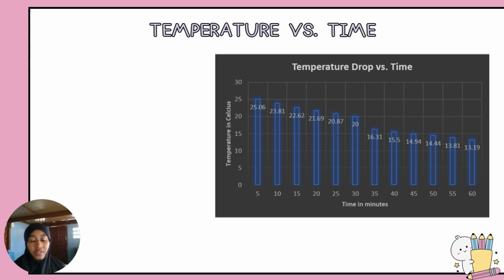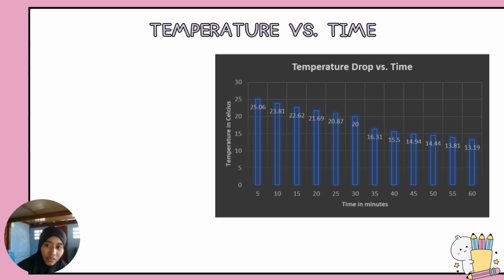Now, this slide shows the relationship between the temperature and time during the cooling process. The table on the left is the list of the recorded temperature values at 5 minute intervals, while the graph on the right illustrates the same data visually. At the beginning of this project, after 5 minutes, the temperature was 25.06 Celsius. As the time increased, the temperature gradually decreased, and after 20 minutes, the temperature is 21.69.